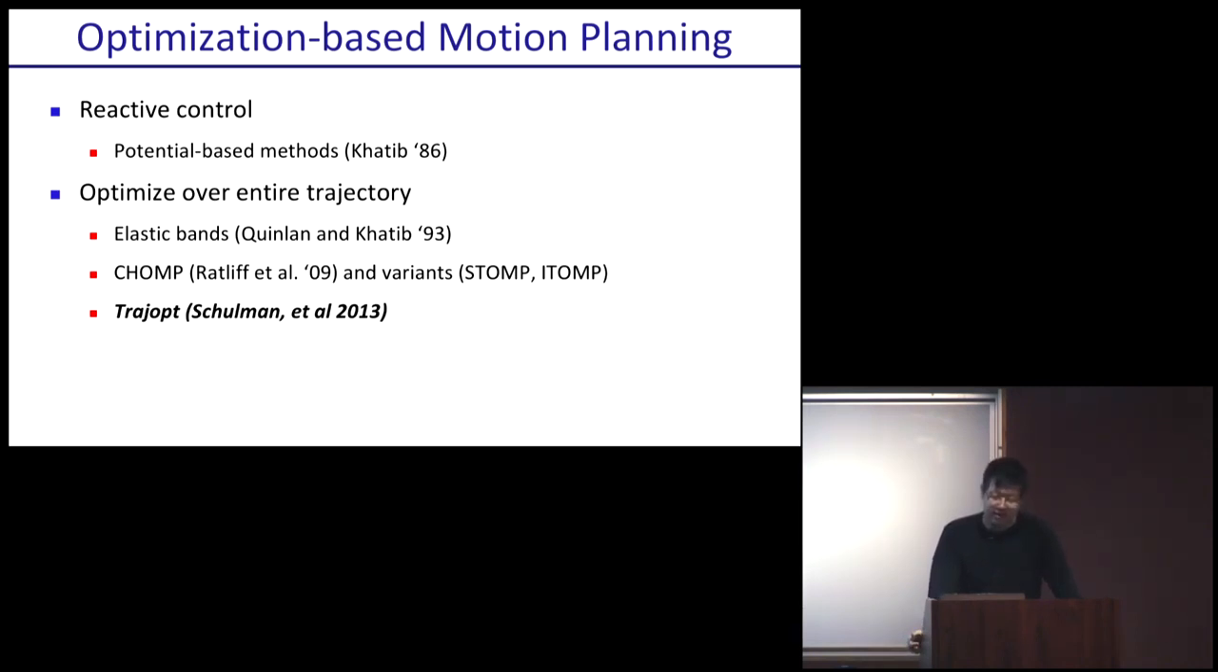There are some optimization-based methods that optimize over the entire trajectory, starting from elastic bands and its variants like STOMP and ITOMP. But here we find that in a few benchmarks, TrajOpt, which was brought here by John Schulman, outperforms most of the other baselines, and we will learn that. Yes, it outperforms other baselines in shortest path length, computation time, and success rate.